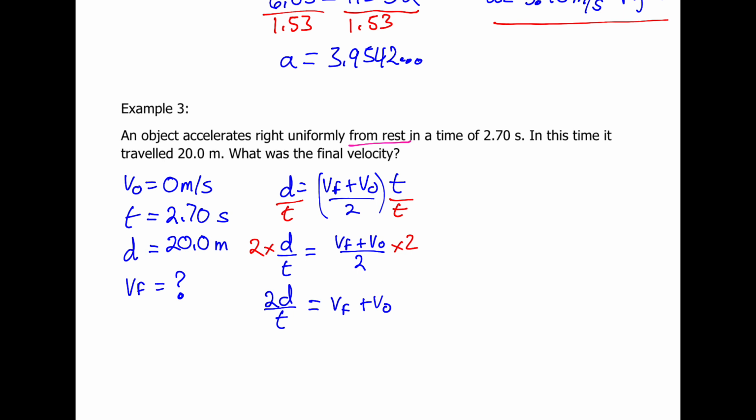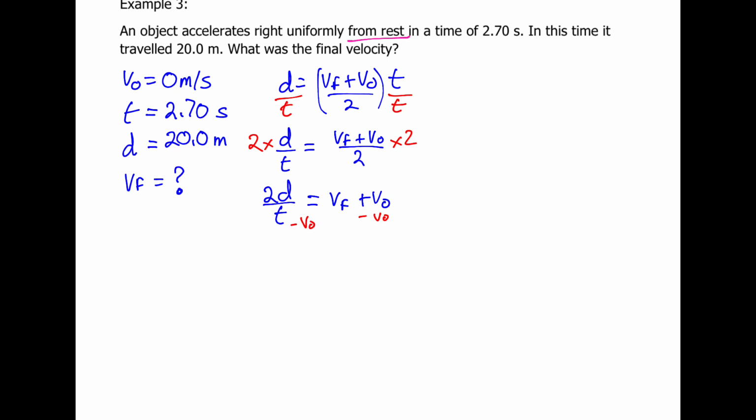I now only have one thing left to do, and that's remove the v naught: minus v naught, subtract v naught. I'm just going to put it there so you can see. I now have my final formula. The final velocity is equal to 2d over t minus v naught. And that's now the formula fully rearranged.